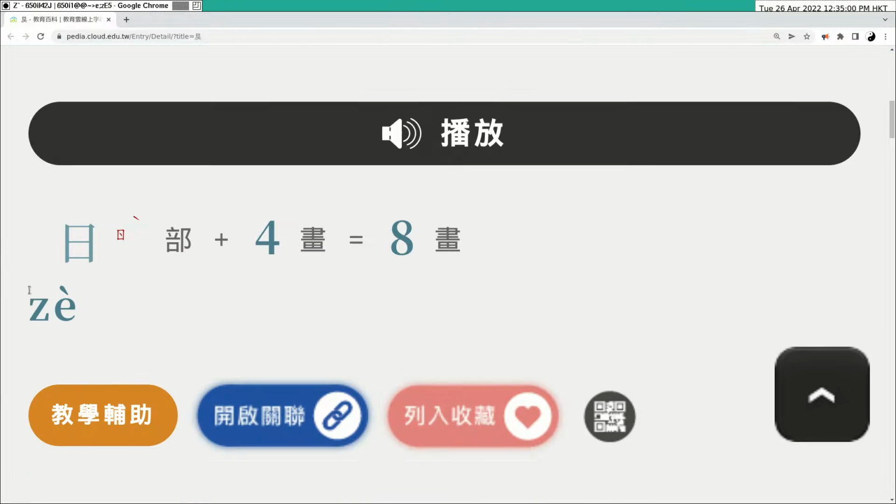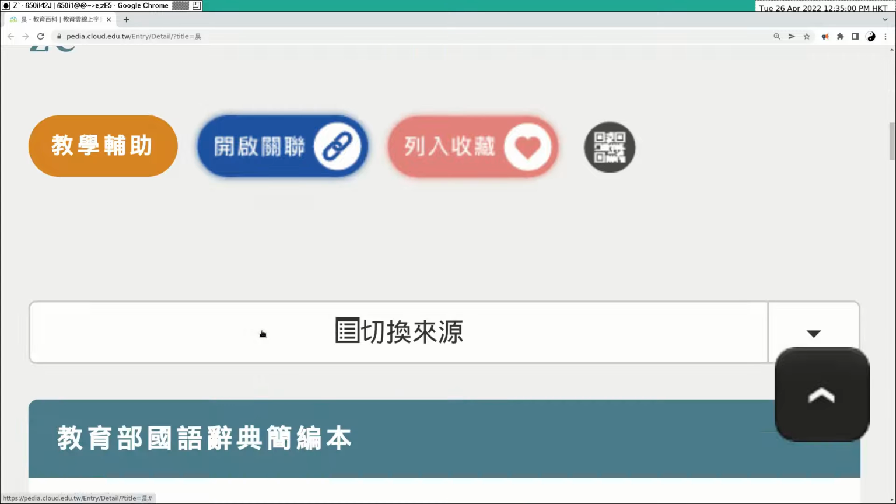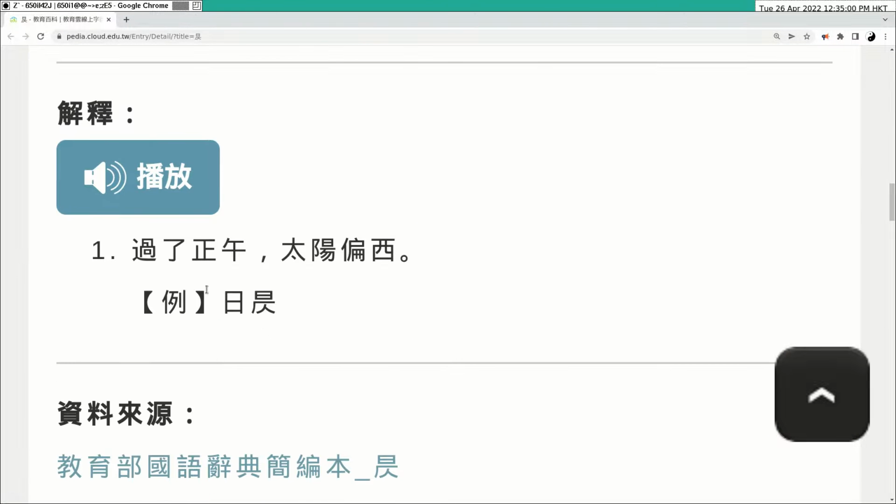The romanization is the. Remember that word has its accent going down. The. And the meaning is afternoon, when the sun is falling, declining to the west.